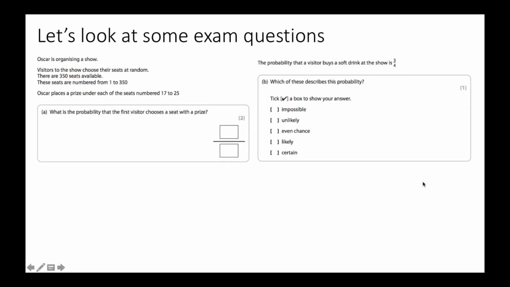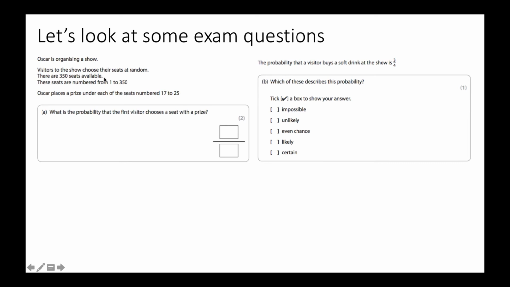Okay. All right, so one more for the Edexcel exam, and then I think we're almost finished. So I do apologise, it is a longer lecture than I realised. Oscar is organising a show. Visitors to the show choose their seats at random. There are 350 seats available. These seats are numbered from 1 to 350. Oscar places a prize under each of the seats numbered 17 to 25. What is the probability that the first visitor chooses a seat with a prize?